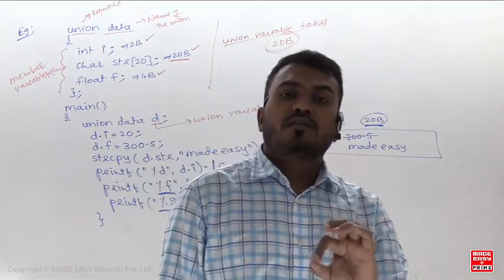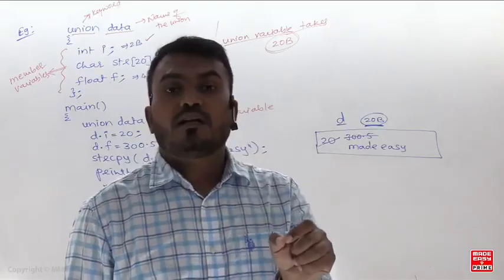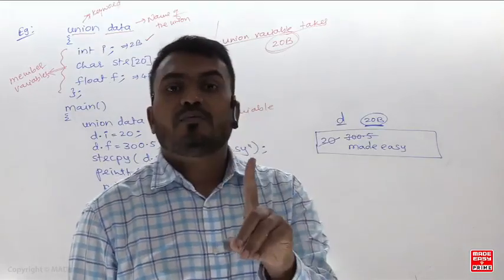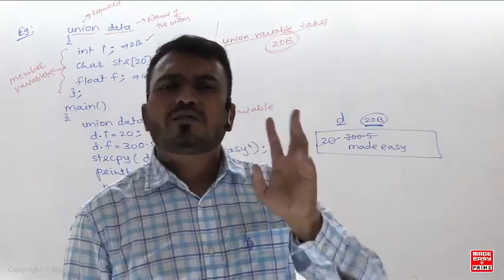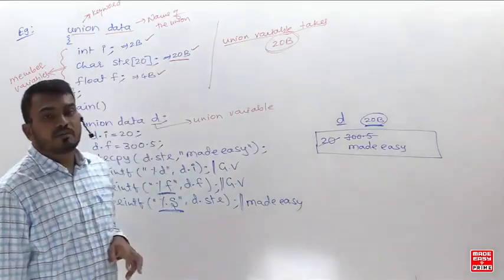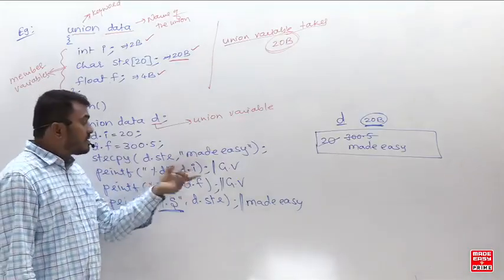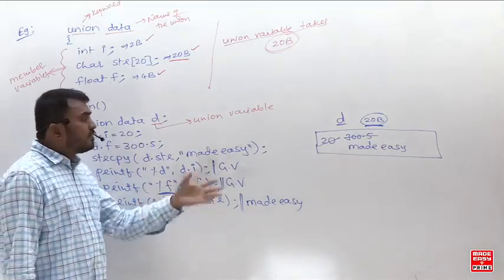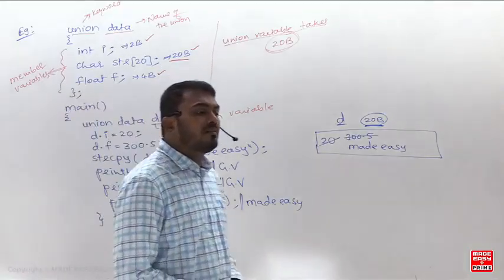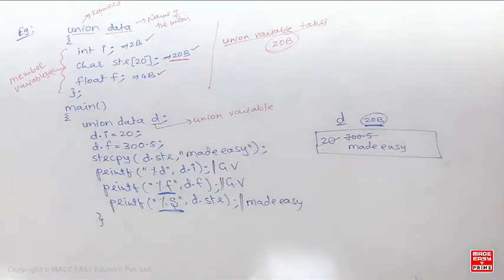In case of structure, we can access all the member variables. But in case of union, we can access only one member variable, and all the remaining members will contain garbage value. Is this clear for everyone? Why will all the members contain garbage value? Because the same memory space is shared by all the members. Is that clear for everyone?